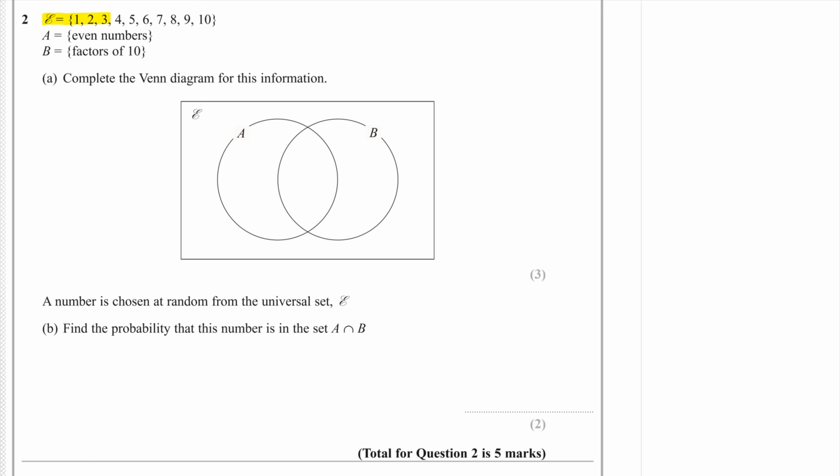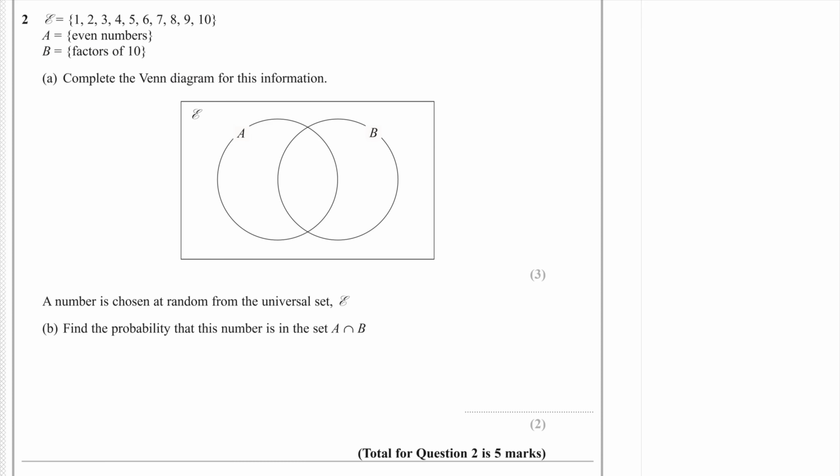Question 2. The universal set contains the numbers from 1 to 10. Set A contains the even numbers. Set B contains the factors of 10 from this universal set. Complete the Venn diagram for this information.